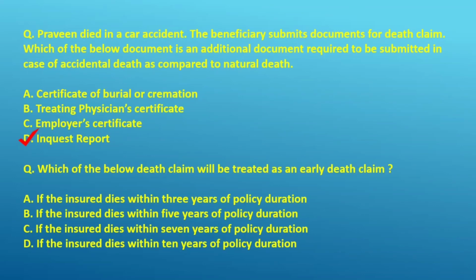Next question is, which of the below death claims will be treated as an early death claim? If we see all the 4 options, A is the correct answer. Why? Because if the insured dies within 3 years of the policy duration, as we know that any death claim that occurs within 3 years, we can call them early death claim. In option B, C and D, death occurs after 3 years. So the correct answer is A.